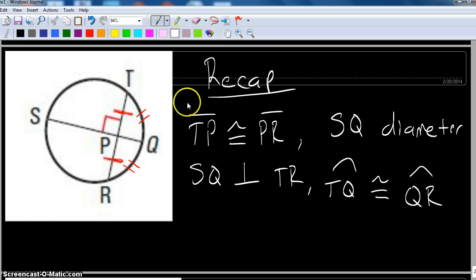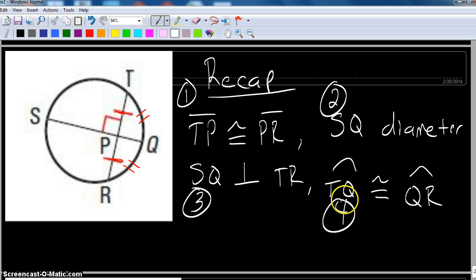So that means that we have 4 pieces of information: 1, 2, 3, and 4. All we need is 2 of them. If they only give us the first 2, then the bottom 2 are implied. If they give us the bottom 2, then the top 2 are implied. Vice versa. As long as you have 2 of these properties, all 4 are implied.